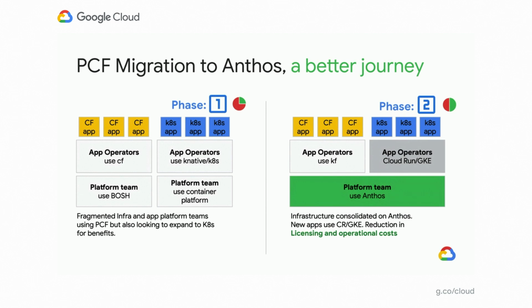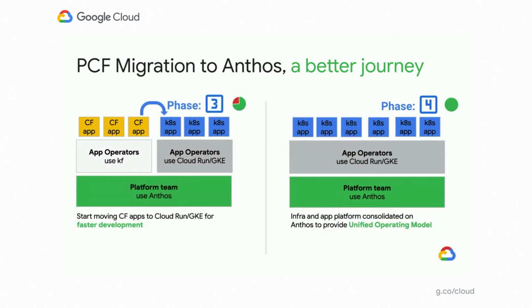In phase two, when they start adopting Anthos and KF, now they have a single platform to maintain, which is Anthos. The operators running CF applications can use KF, and the folks running Kubernetes applications can deploy their applications on Cloud Run or GKE, or Google Kubernetes Engine. As the organization develops a comfort level with Anthos and GKE and Cloud Run, they can slowly start migrating their Cloud Foundry applications from using KF to running natively on Cloud Run or GKE.